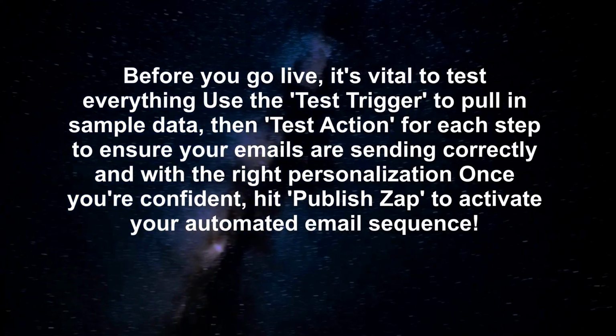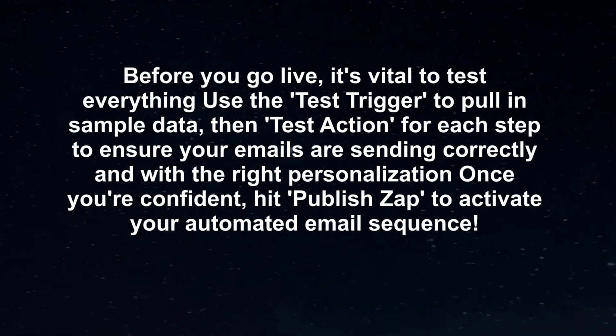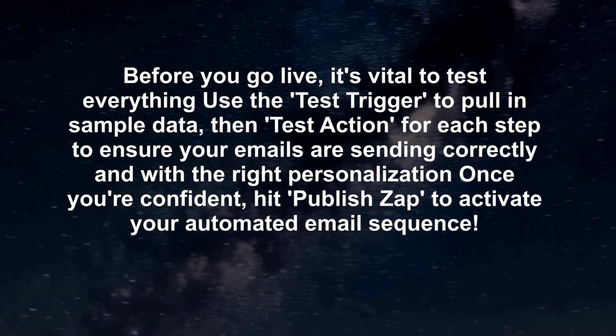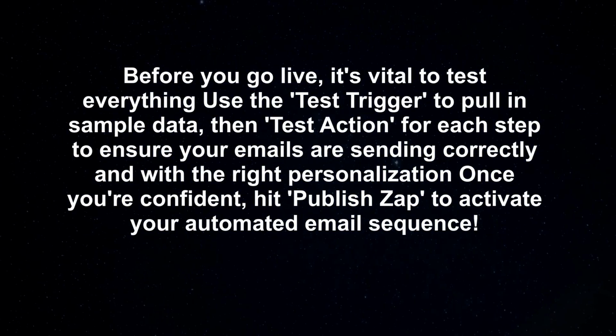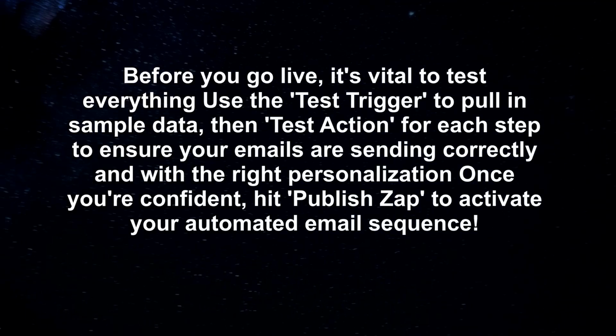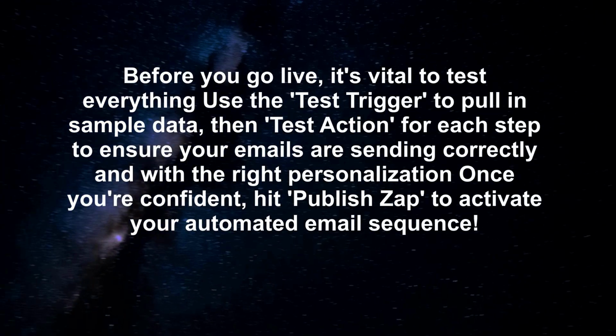Before you go live, it's vital to test everything. Use the test trigger to pull in sample data. Then test action for each step to ensure your emails are sending correctly and with the right personalization. Once you're confident, hit Publish Zap to activate your automated email sequence.